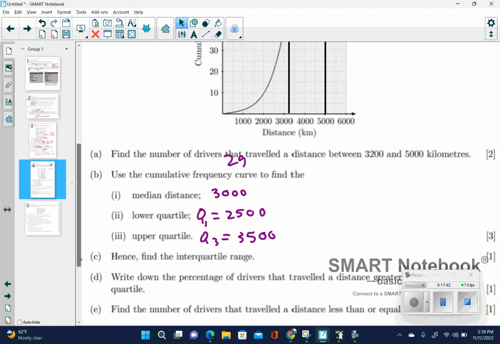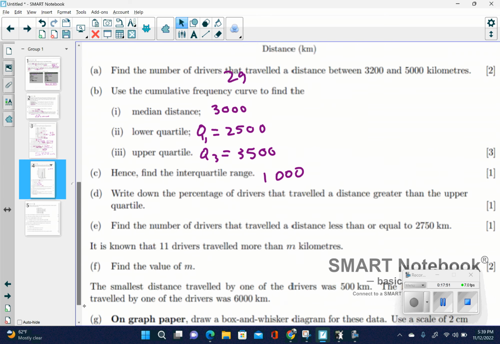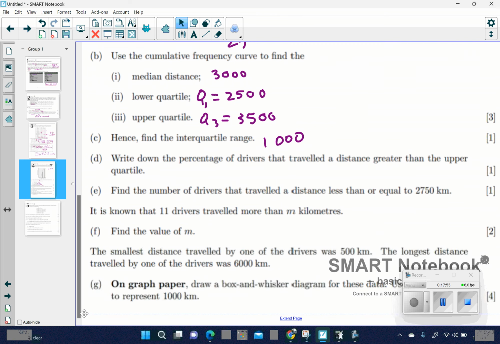Interquartile range is you take upper minus the lower, so 3,500 minus 2,500 is going to be 1,000. So that's our interquartile range. Write down the percentage of drivers that traveled a distance greater than the upper quartile. So if you take a look at that, they're asking us for the percentage of drivers, okay?